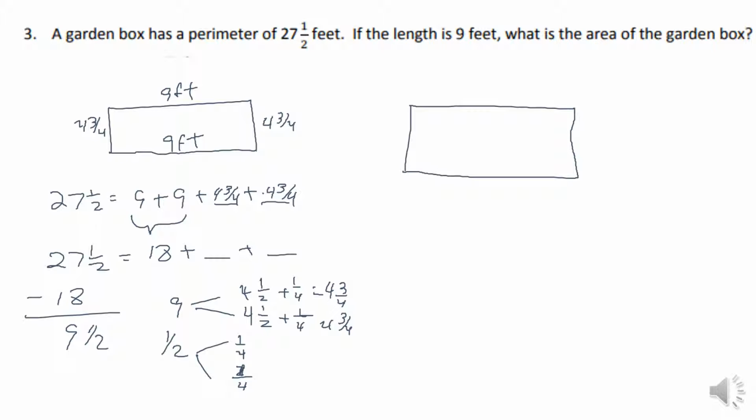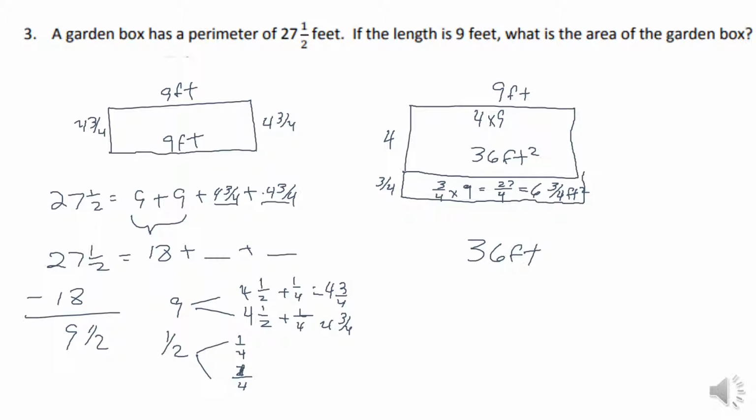Now we can go to what the question is asking, which is the area of this. And we know the length is 9 feet. And we know that the other dimension is 4 3/4. And I know 4 times 9 is 36 feet squared. And we got 3/4 times 9, which is 27/4. Now 4 going into 27, 6 times, it's going to be 24 and 3/4 left over. That'd be feet squared. Now to find the total area, we have 36 feet squared and 6 3/4 feet squared, which is going to give us 42 3/4.